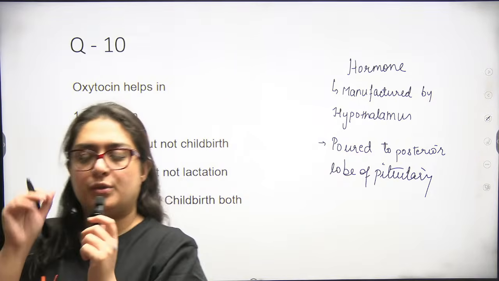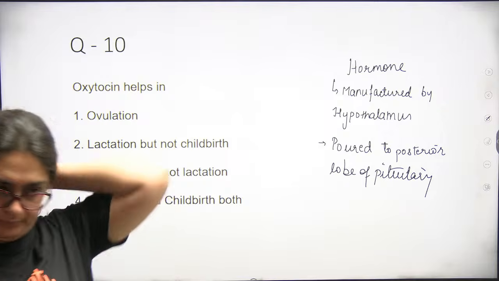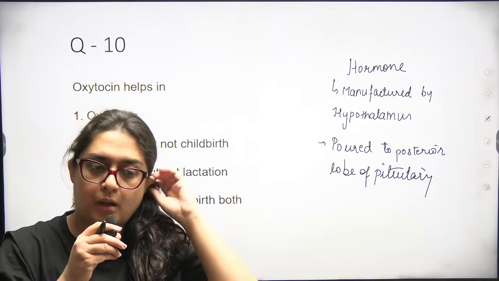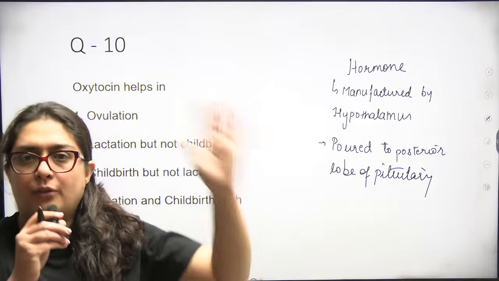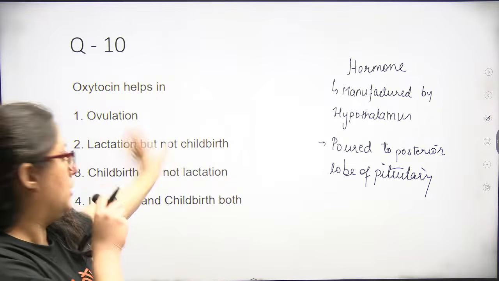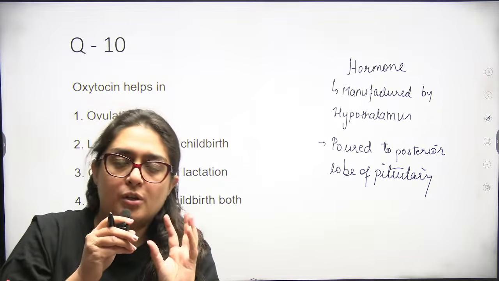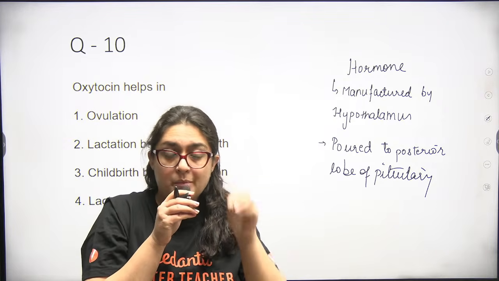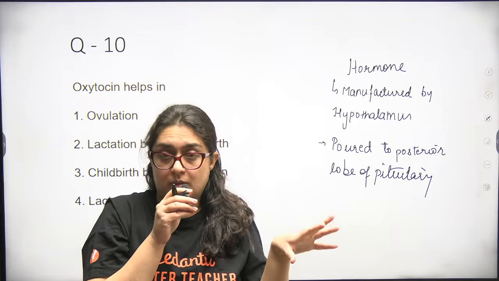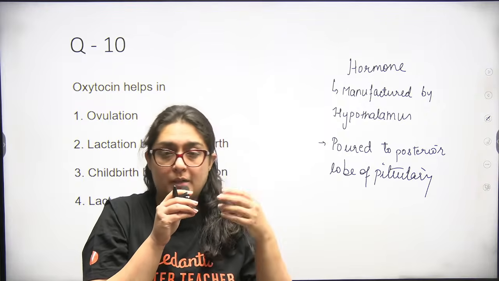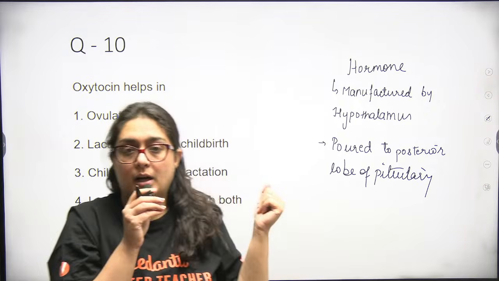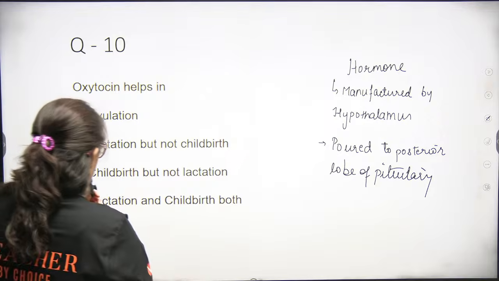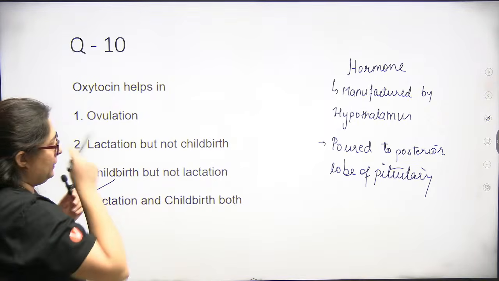So what oxytocin helps in: allowing contraction of uterine muscles for delivery of the baby, and lactation. Production of milk, milk sugar lactose, inside the breast of the mother. So after delivery, the mother is able to breastfeed her infant. Got it? So lactation and childbirth.